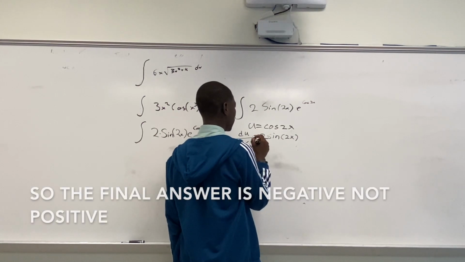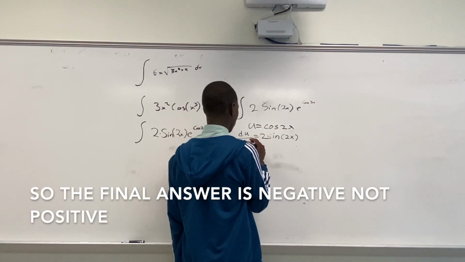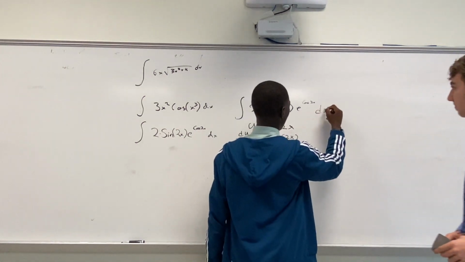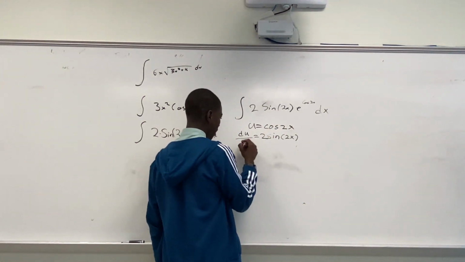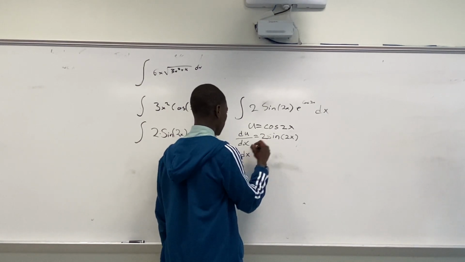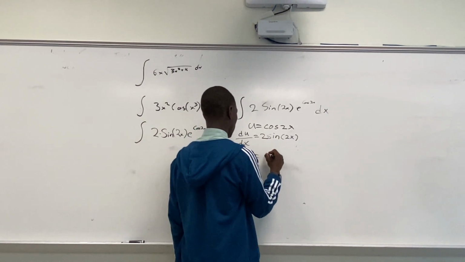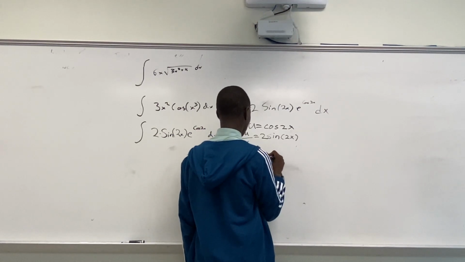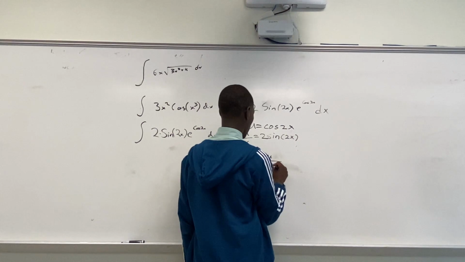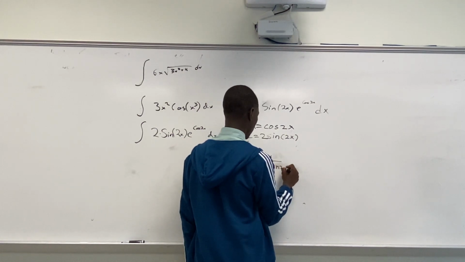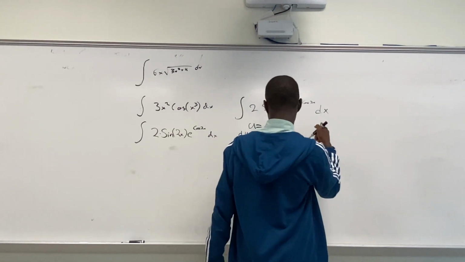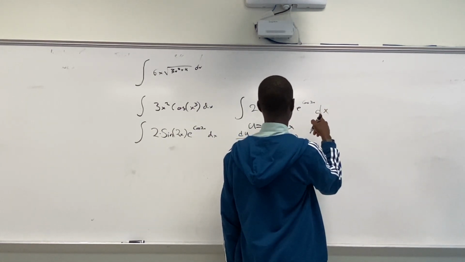So now we're trying to find what dx equals, so we can put it in terms of du. So it's going to be dx equals du over 2 sine 2x. So then we can now plug things back into this equation.